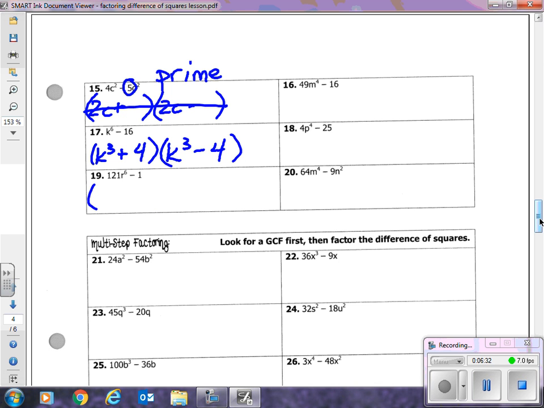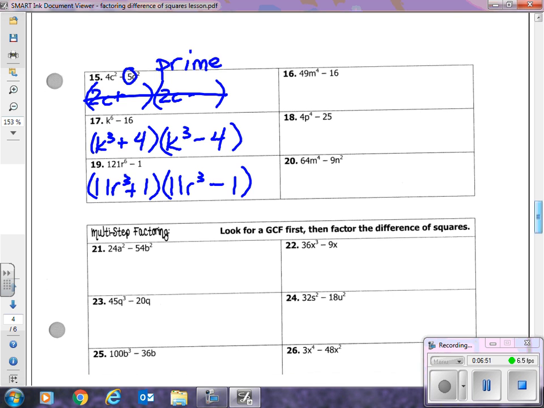For number 19, we have another power of 6, so it'll be easy to do. 121 is made from 11, and r to the 6 is r to the third times r to the third. So you have 11 r to the third and 11 r to the third, plus and minus, and 1 is made from 1 and 1. That's what the left side of that part looks like. Those are just normal factoring problems with difference of squares.